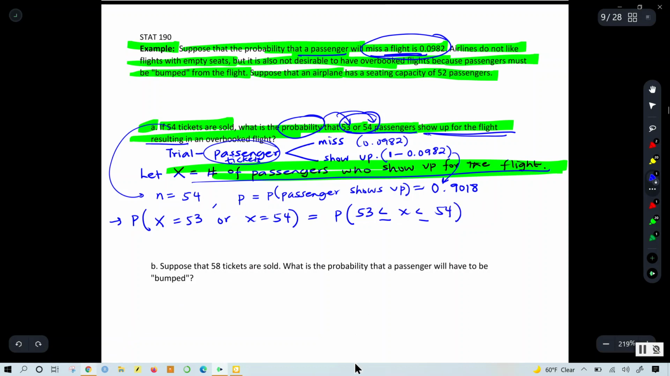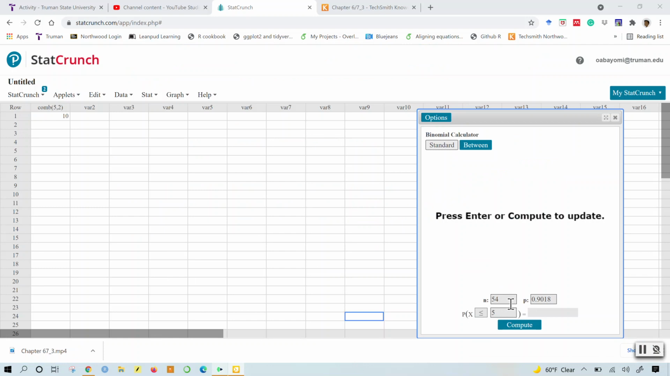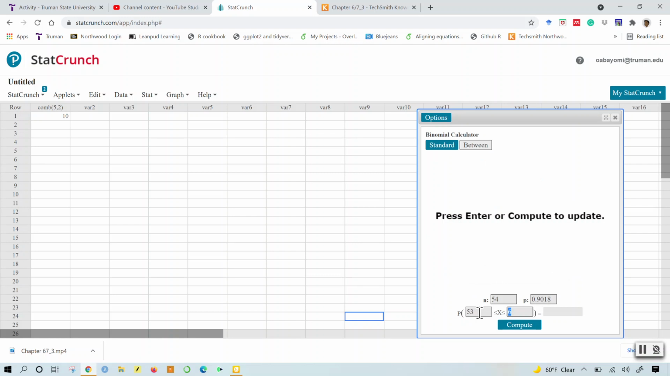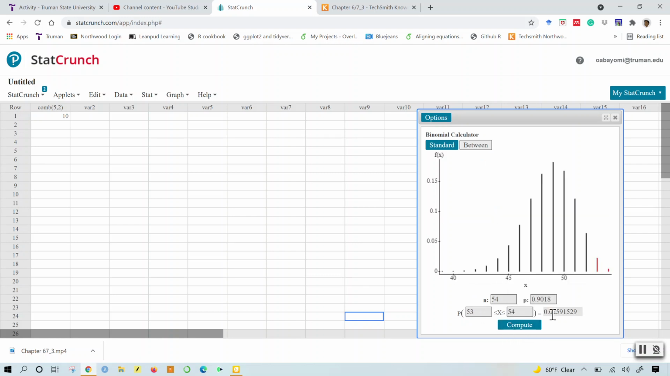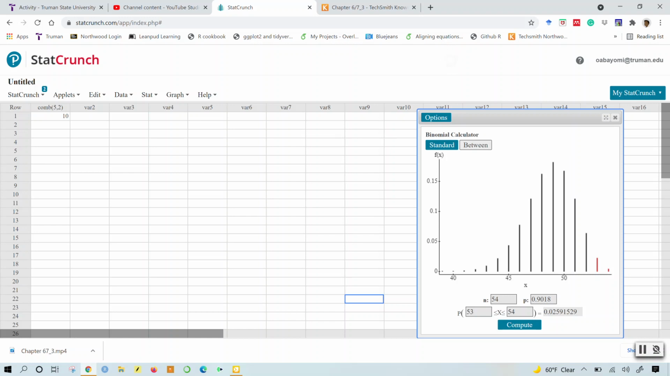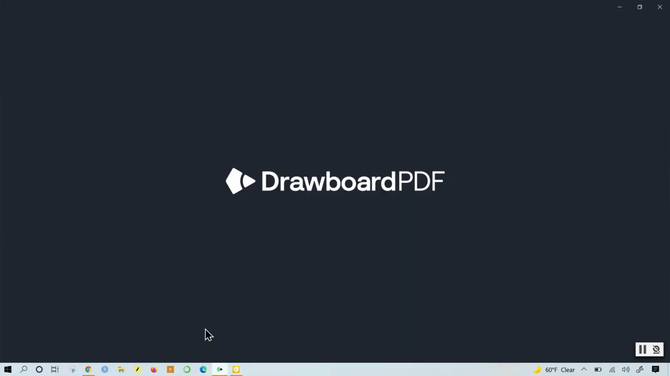Let's do that. Here on my screen, I have keyed in the parameters 54 and 0.9018. So I'm going to click between, and I want between 53 and 54, and I'll hit the compute button. So this gives 0.0259. So I'm going to take that answer back to my working space, 0.0259.